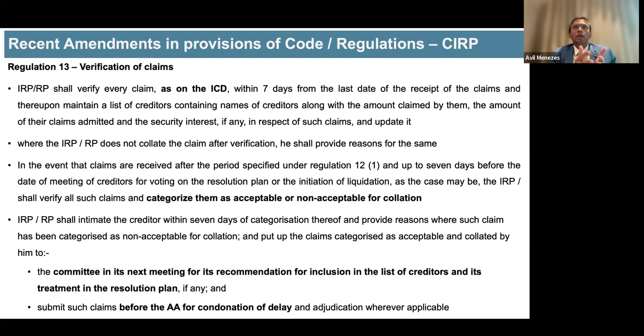But if you get the form after 90 days, assuming your RFRP was issued prior to that, then those claims will have to be first verified and categorized: acceptable, non-acceptable. If non-acceptable, tell him that this is non-acceptable for this reason. If acceptable, then you have to follow a process, put it up to the COC for their recommendation and consideration, and then to the adjudicating authority for condonation of delay. So this is a process now which is put upon the insolvency professional.